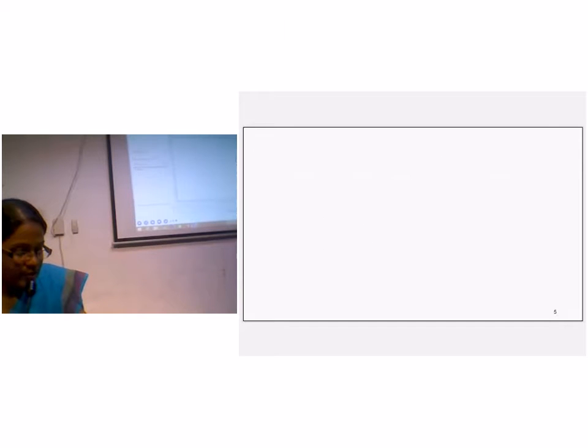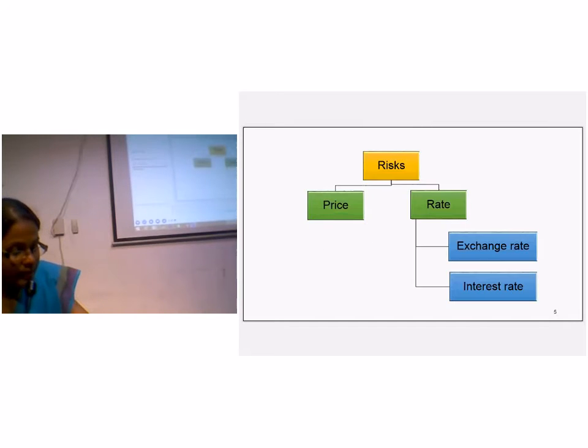Now, if we put that into a diagram, it is like this. You can see risk is basically of two types: price fluctuations and rate fluctuations. Rate fluctuations means exchange rate and interest rate.